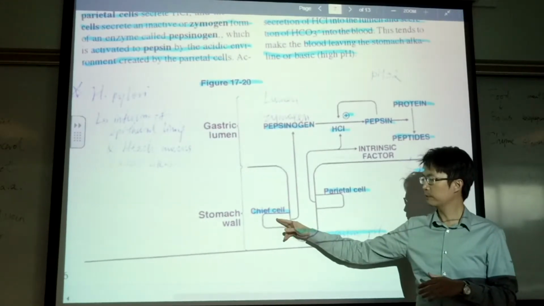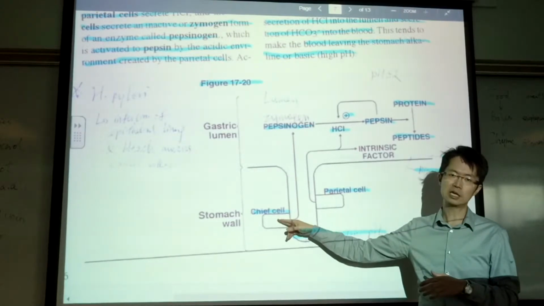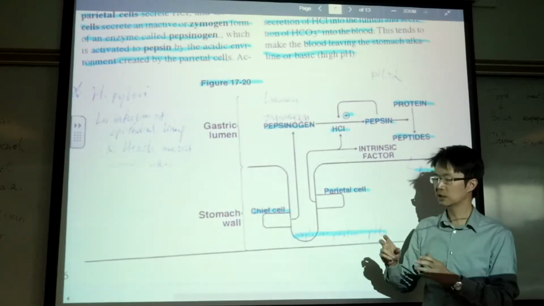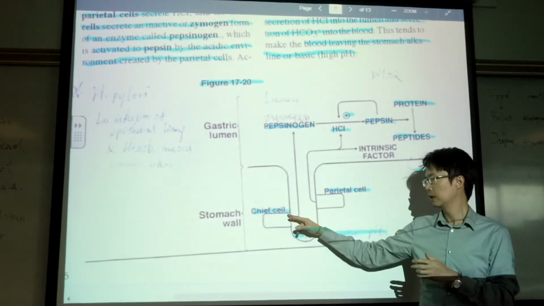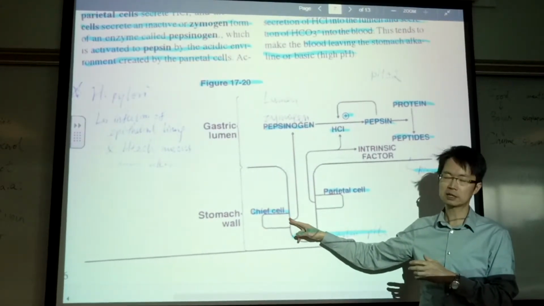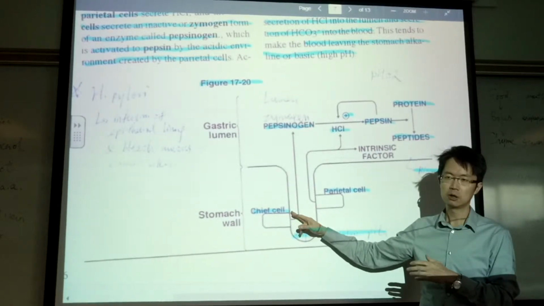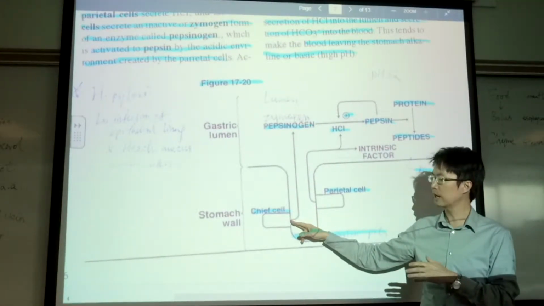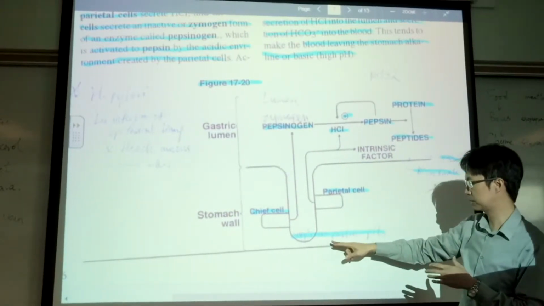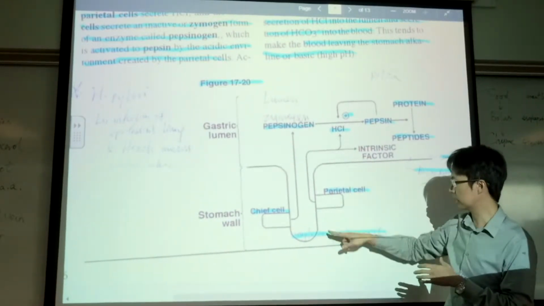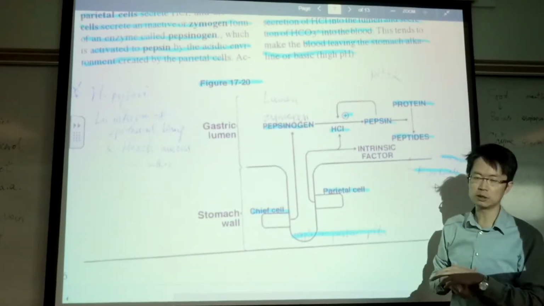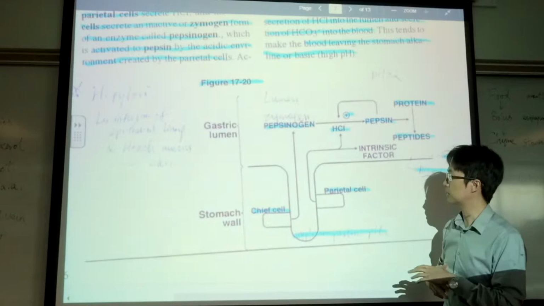So the chief cell goes through transcription and translation, and then it makes the pepsinogen in the secretory vesicle, so that it will go through exocytosis, and then the secretory vesicle will merge with the cell membrane, so that the pepsinogen can be released into what we call crypts or gastric pits. Then pepsinogen will go into the gastric lumen through these crypts or gastric pits.